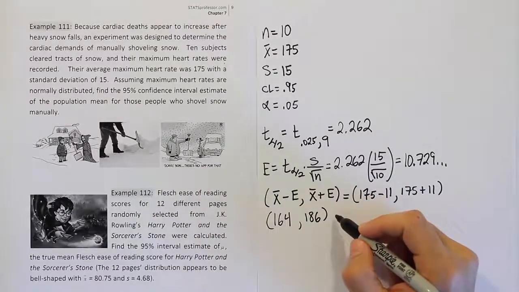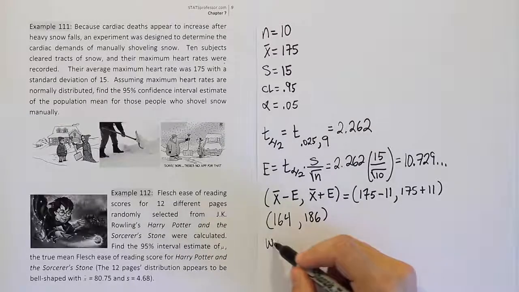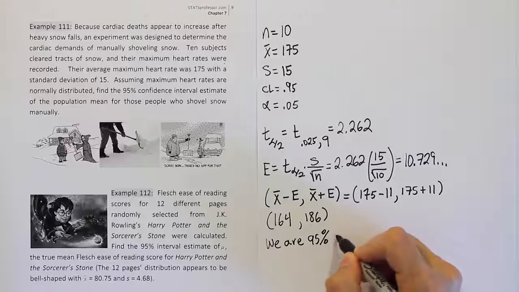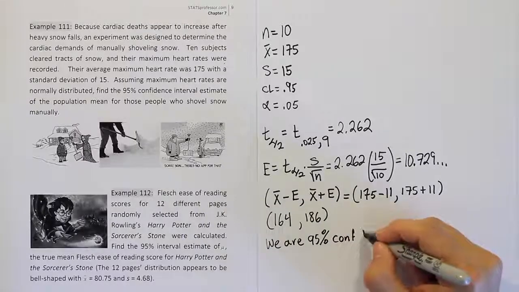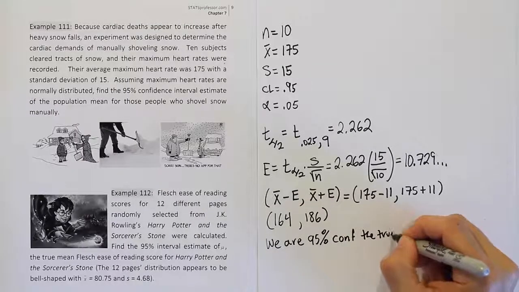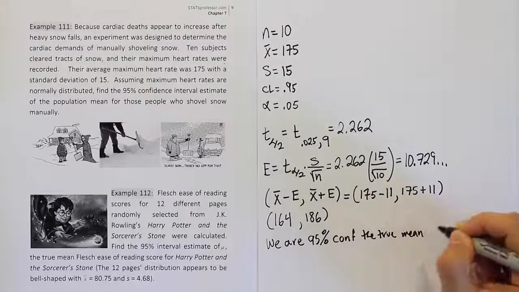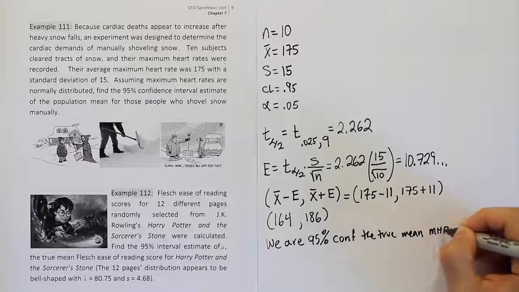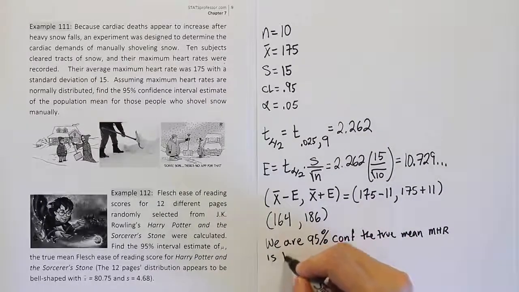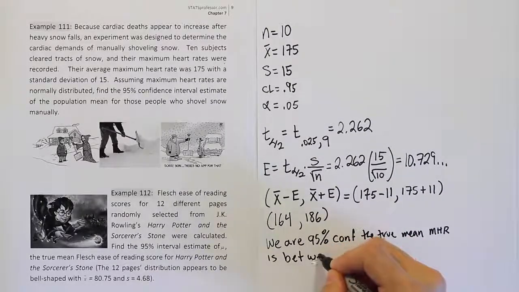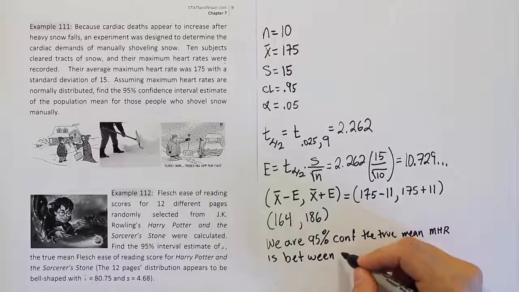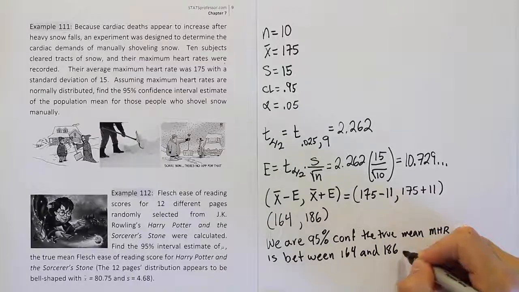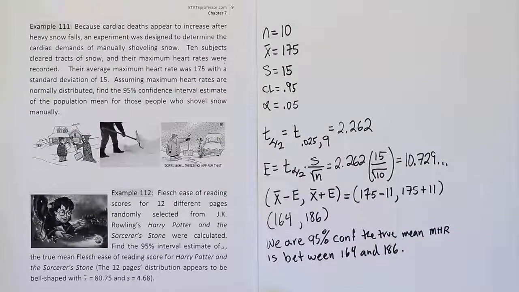So let's just finish up our problem by saying, hey, we are 95% confident the true mean maximum heart rate, right? Maximum heart rate is between 164 and 186 beats per minute, right? Okay, so that's our results.